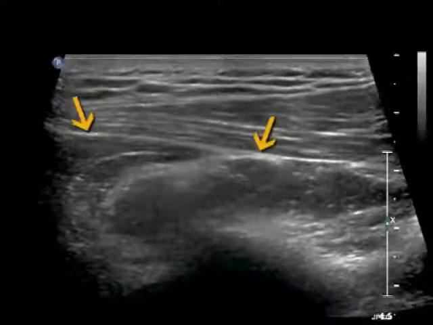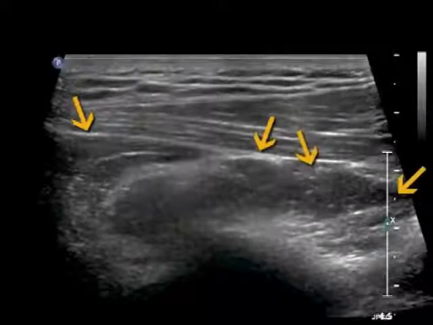Normally, the infraspinatus, including the hypoechoic muscle surrounding the central tendon, is approximately twice the size of the teres minor. The teres minor at this location has a smaller and more superficial tendon. A small and echogenic muscle indicates atrophy.